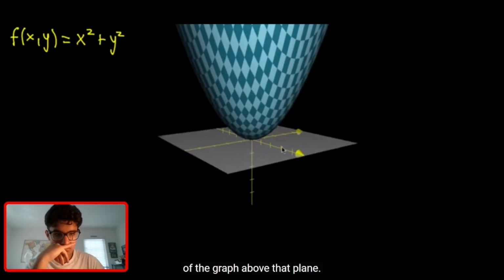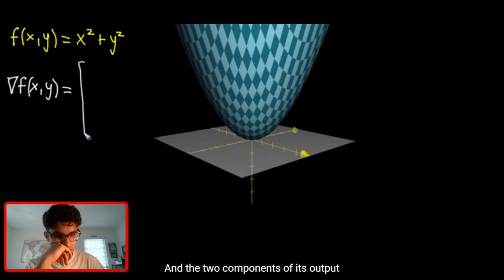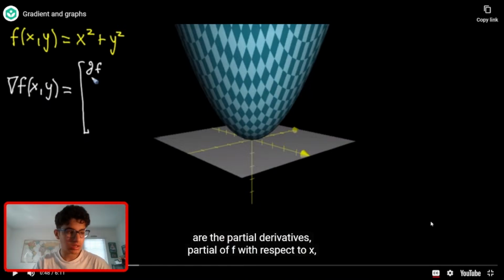And I defined in the last video the gradient to be a certain operator. An operator just means you take in a function and you output another function. And we use this upside-down triangle. So it gives you another function that's also of x and y, but this time it has a vector-valued output. And the two components of its output are the partial derivatives. Partial of f with respect to x is 2x and with respect to y is 2y.